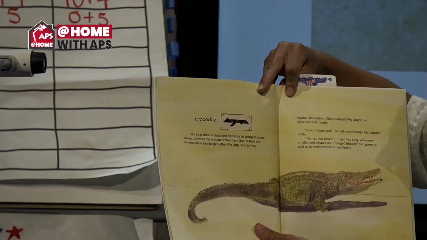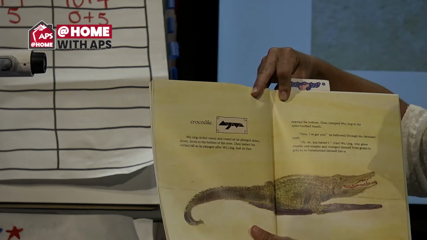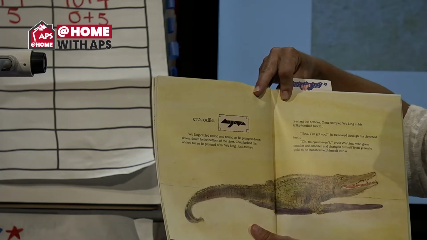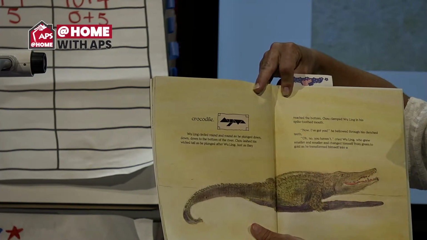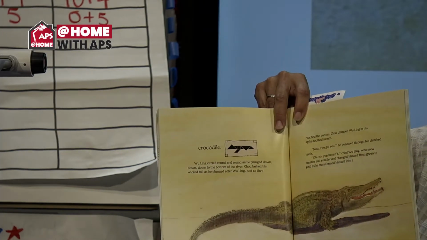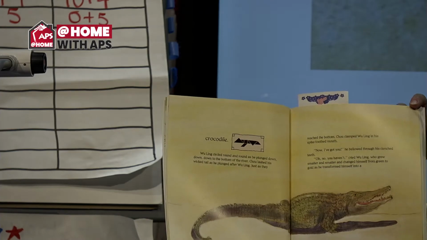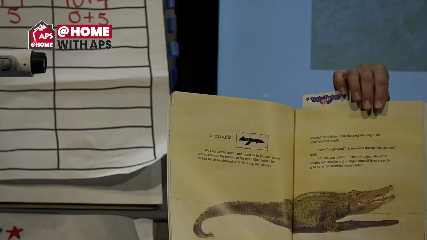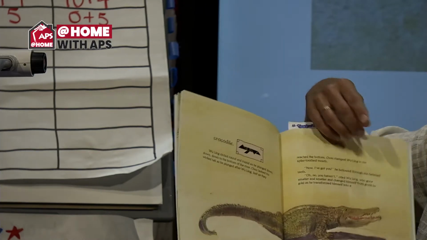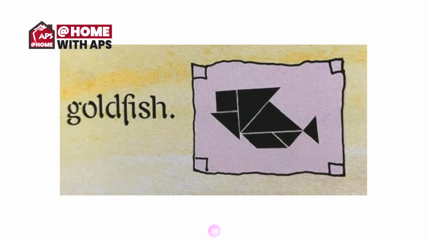Chow clamped Wu Ling in his spike-toothed mouth. "Now I've got you," he bellowed through his clenched teeth. "Oh, no, you haven't," cried Wu Ling, who grew smaller and smaller and changed himself from green into gold as he changed into, what do you think? He got smaller, his color changed to gold, he's still in the water. Aha, a goldfish. And he swam right out of Chow's mouth between his spiked teeth.